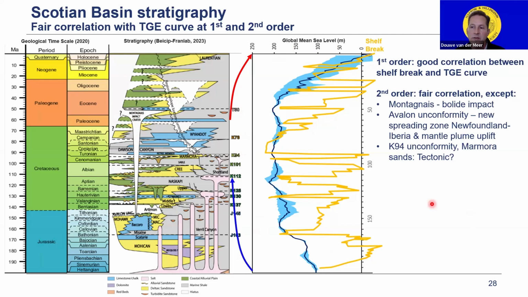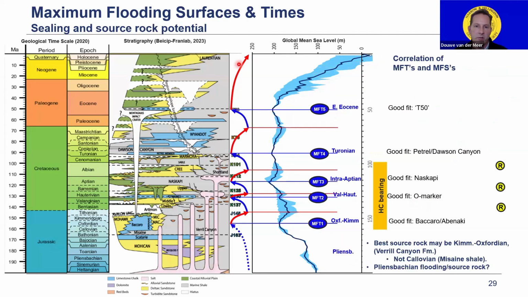Now, where it gets most interesting is on the second order, where we can really start nailing down source rocks, seals, and reservoirs. These are the second order cycles that I've pointed out before. You see the reservoirs, the timing of those here on the right. So these intervals are of greatest interest to us.